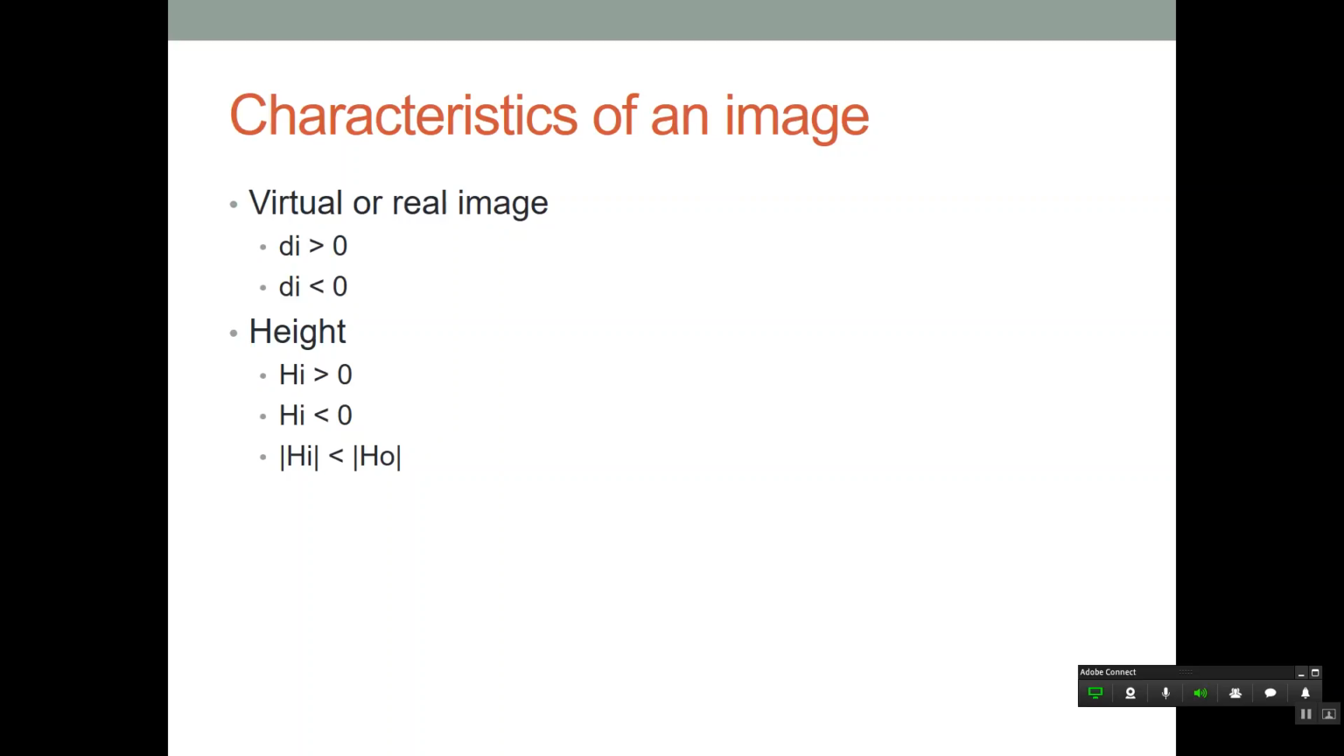And what it means that something is a virtual image versus a real image. First of all, I want to define it by these two variables. The di stands for the distance of the image. And when it's positive, do you consider that to be a real image or a virtual image? Yeah, so if it's positive, we consider that a real image. If it's negative, we consider that a virtual image. So let's write that down.